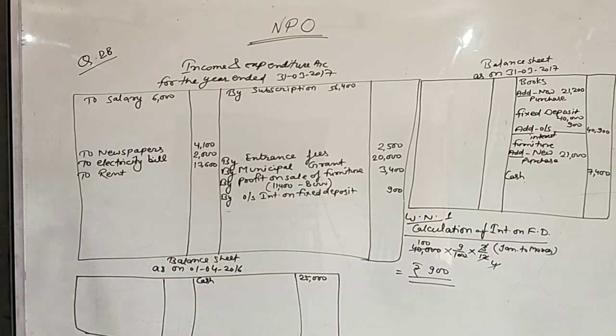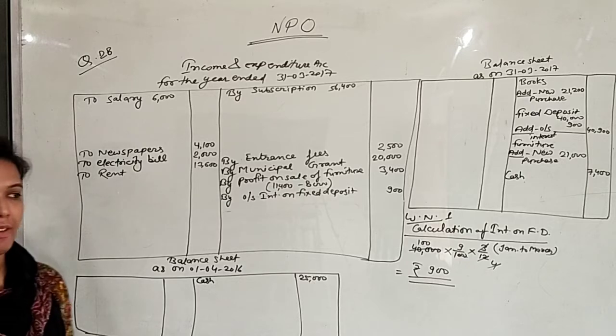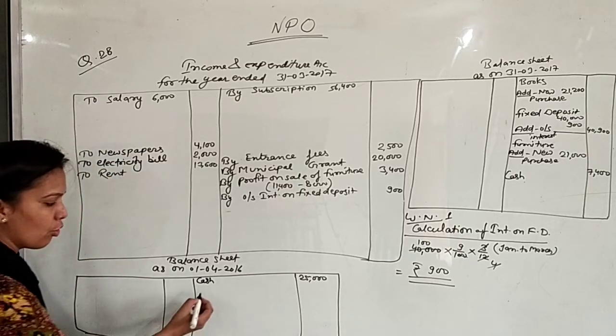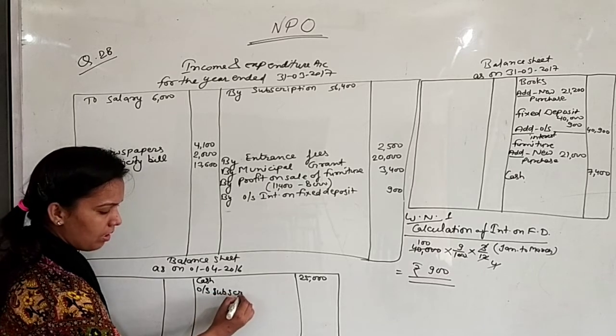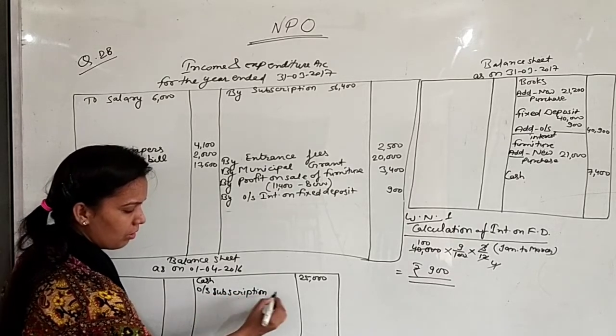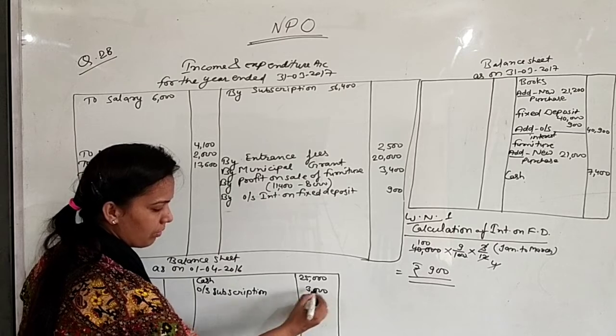Now let's move on to the additional information. Subscription outstanding as on 31st March 2016 was 3,000. Try to remember this point very carefully. Actually your subscription outstanding was 3,000. So first of all show this outstanding in the opening balance sheet. Outstanding subscription, that is 3,000.